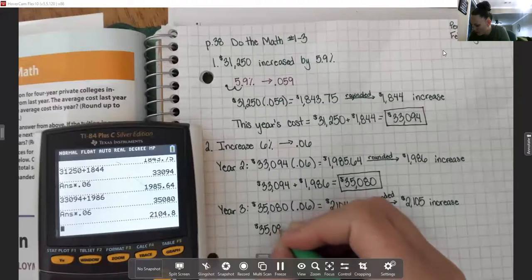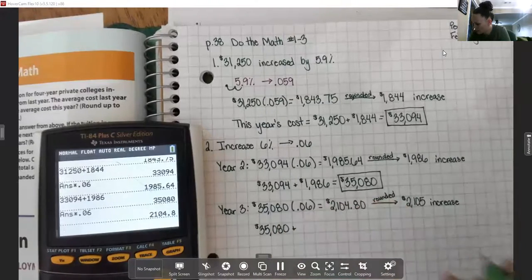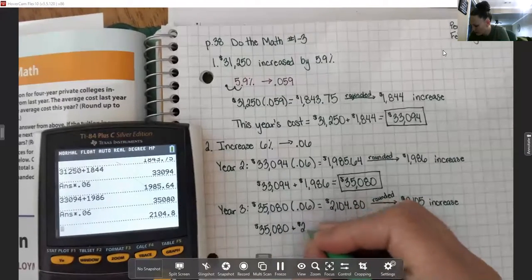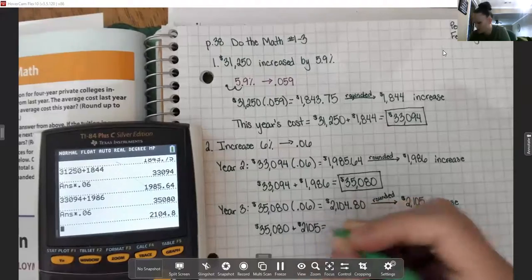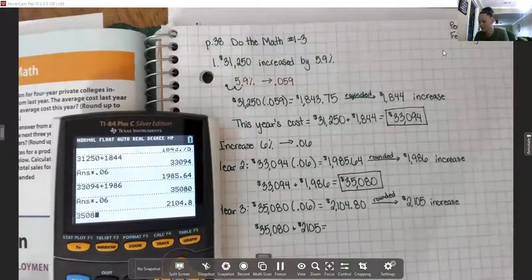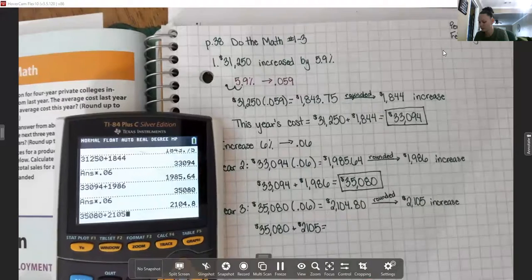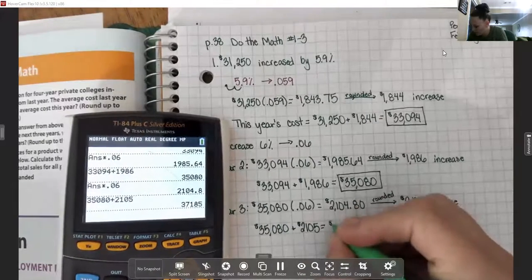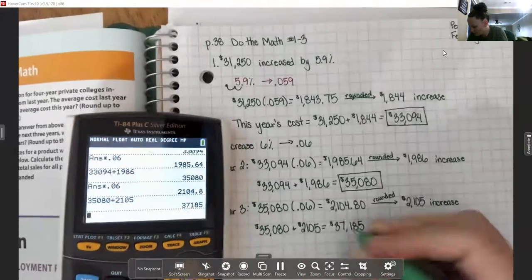So $35,080 plus the increase of $2,105 is $37,185.